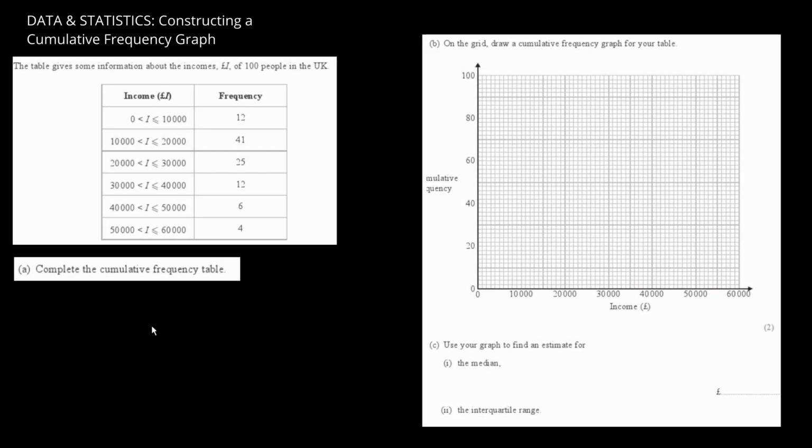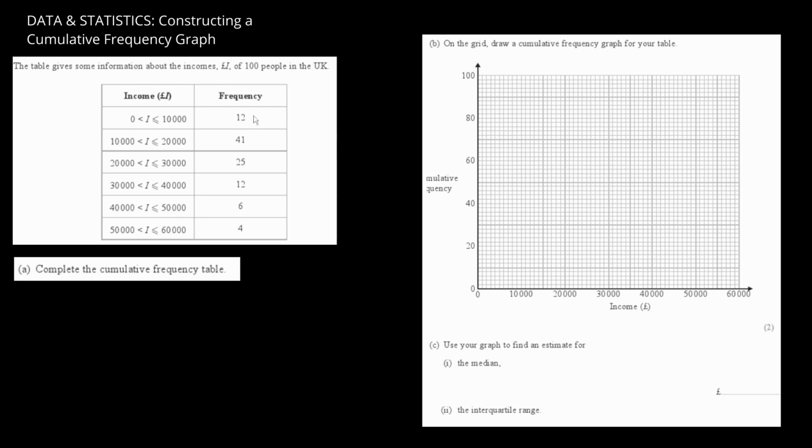Here's another question about cumulative frequency. We've been given some information about incomes of 100 people in the UK, and they're set out in this table. So 0 up to 10,000, 10,000 to 20,000, and so on, up to 60,000. Part A asks us to complete a cumulative frequency table. So we need an extra column here and work out what the cumulative frequency is.